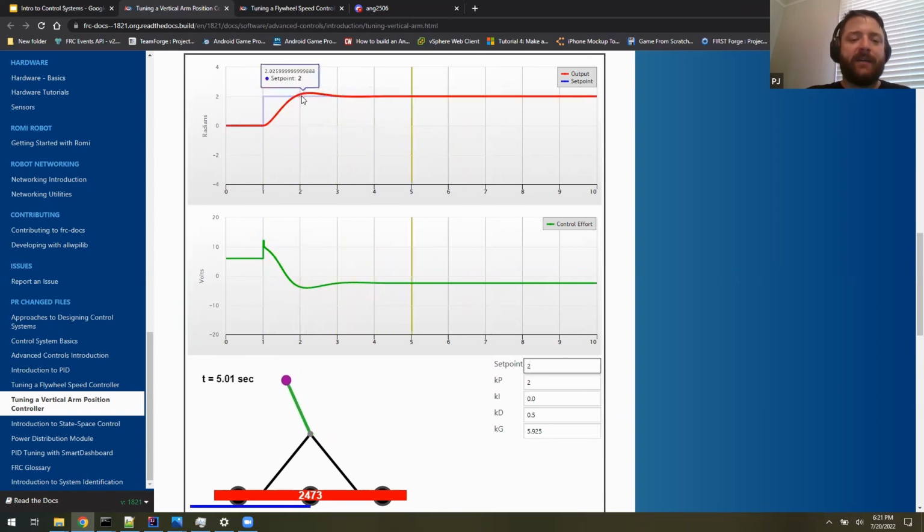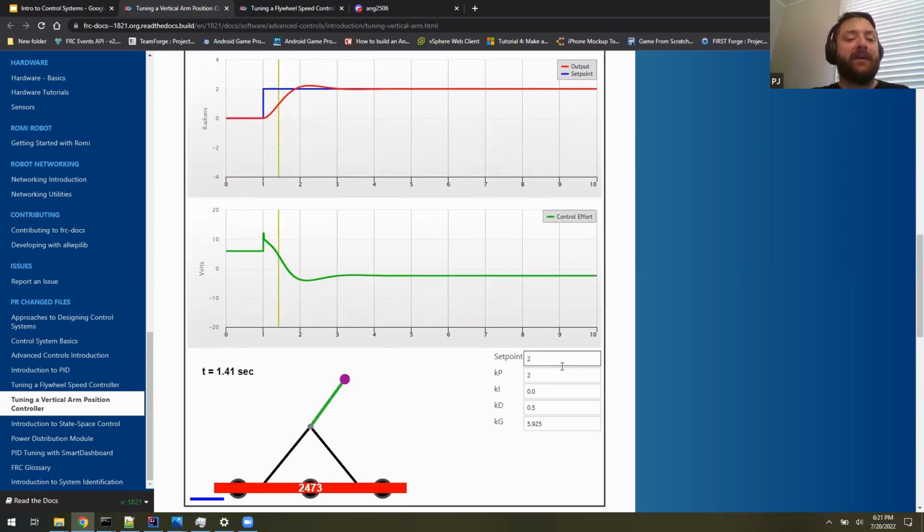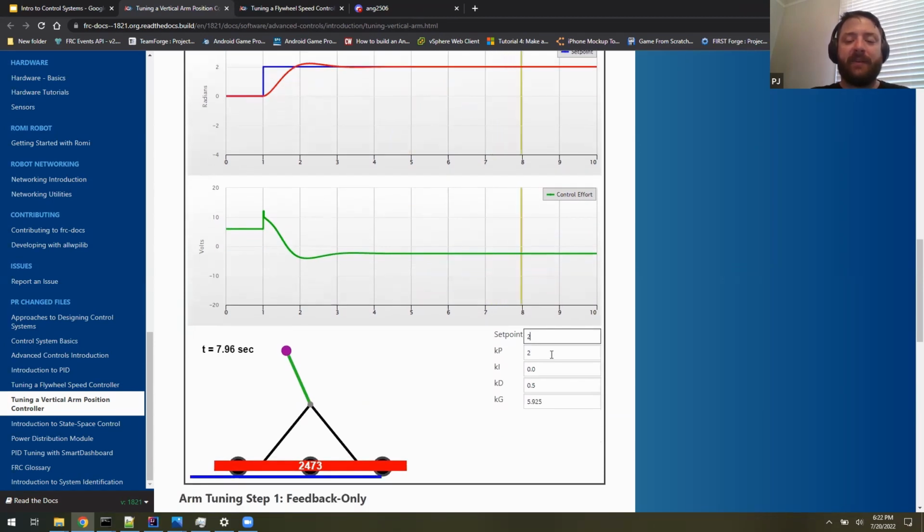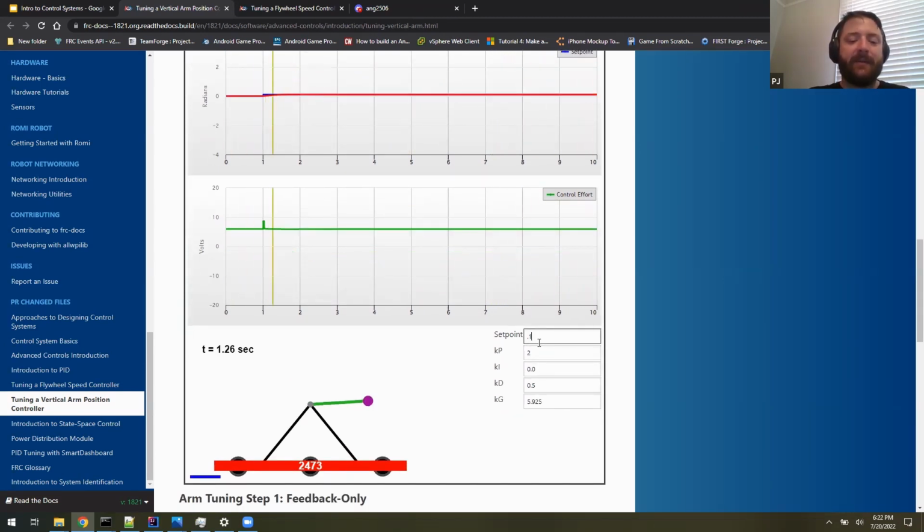So it looks pretty legit. If we're okay with overshooting here, this would certainly be good enough for me to start doing driver practice in the middle of the season, right? Maybe I would want to tune this a little bit more, but this is a not bad starting point to go to.